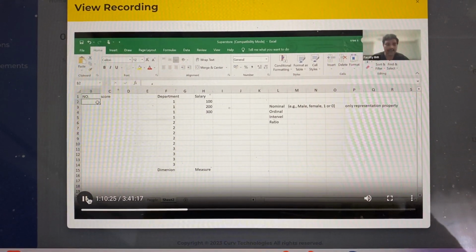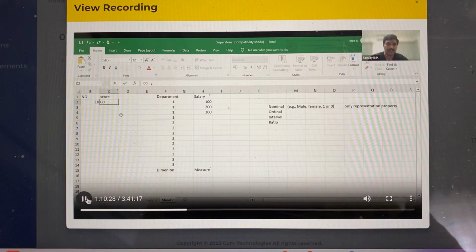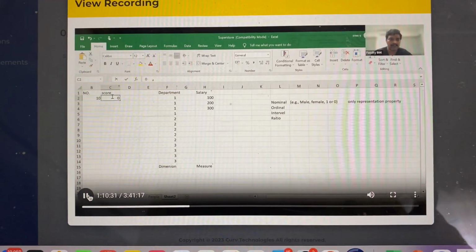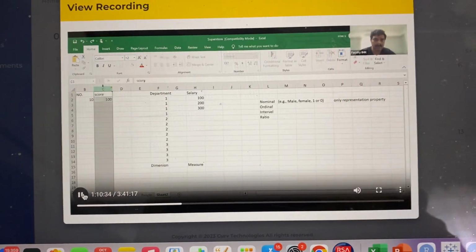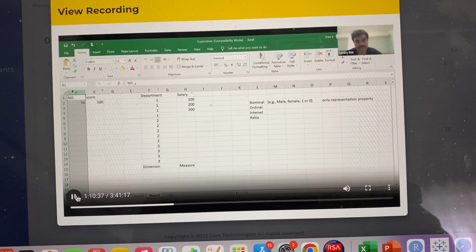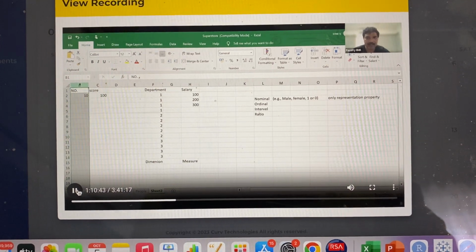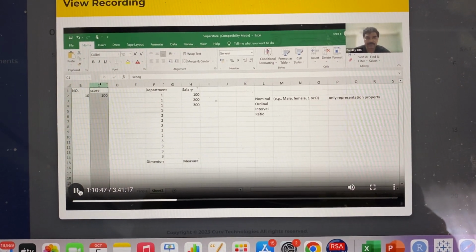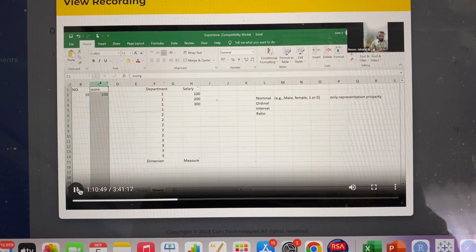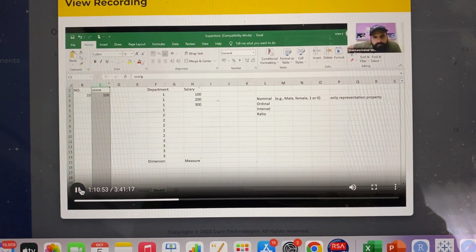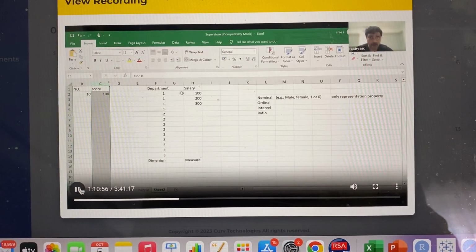So the number is, let's assume, 10, and he scored, let's imagine, 100. Now this is another variable, another vector. These are two vectors. You need to understand: this is nothing but a nominal, and this is a pure number, a measure. Now listen. Do you understand what I mean by nominal?